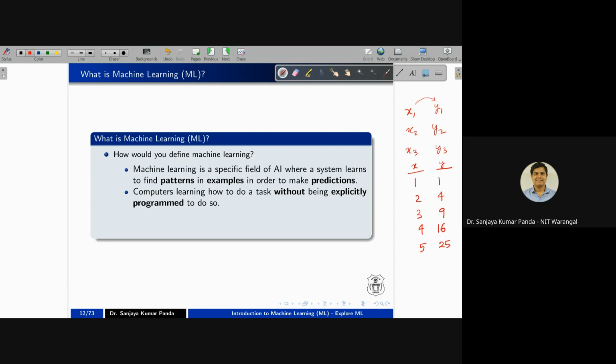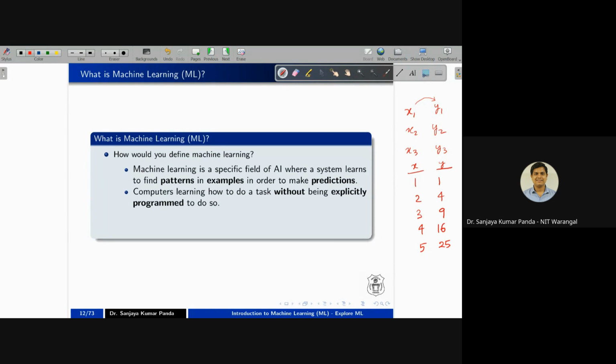Prediction may not be right also, right? Because when you go for a sequence, the next item may be an abnormal one. So for 5 you may get, let's say, 50, something like that. But based upon the existing patterns, or existing sequence, we can predict that if the value is 5, then we will get 25. So here the computer is learning how to do a task without being explicitly programmed to do so.